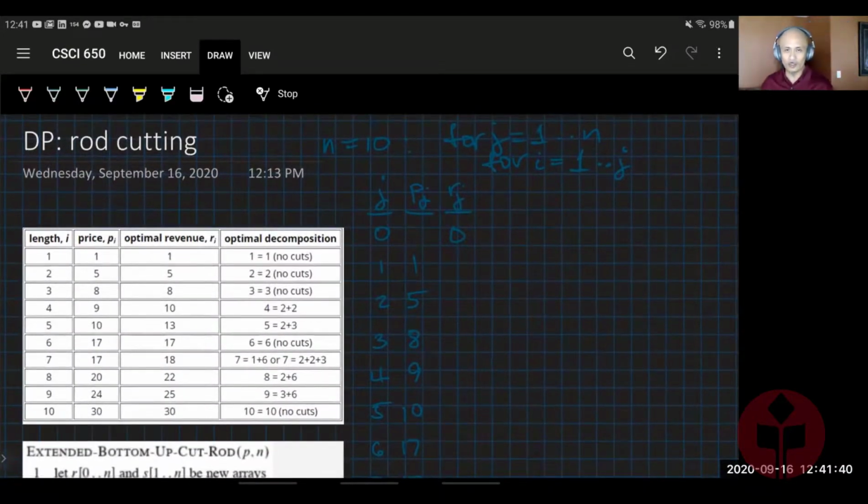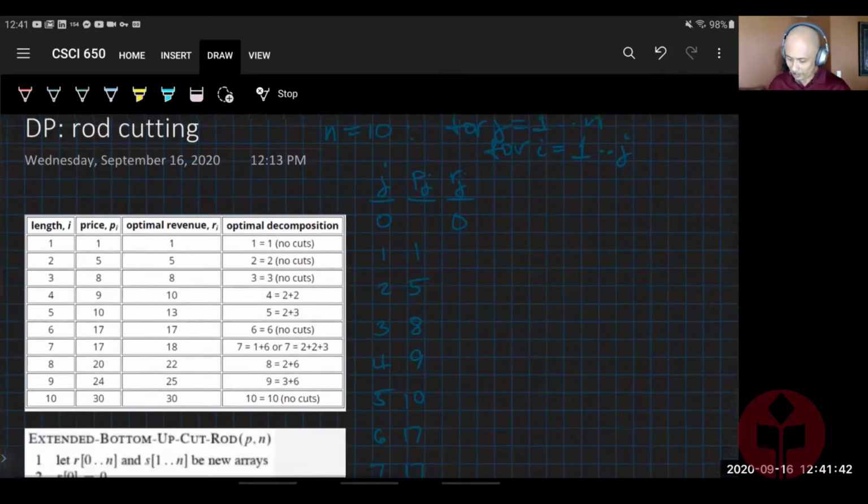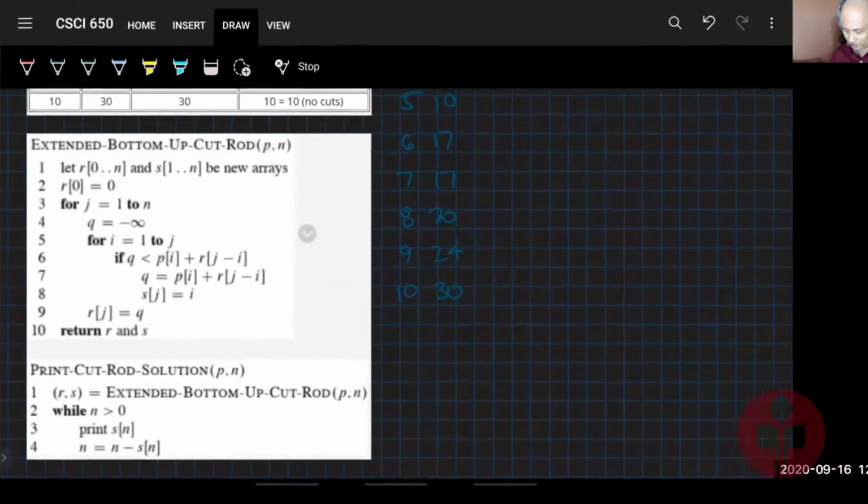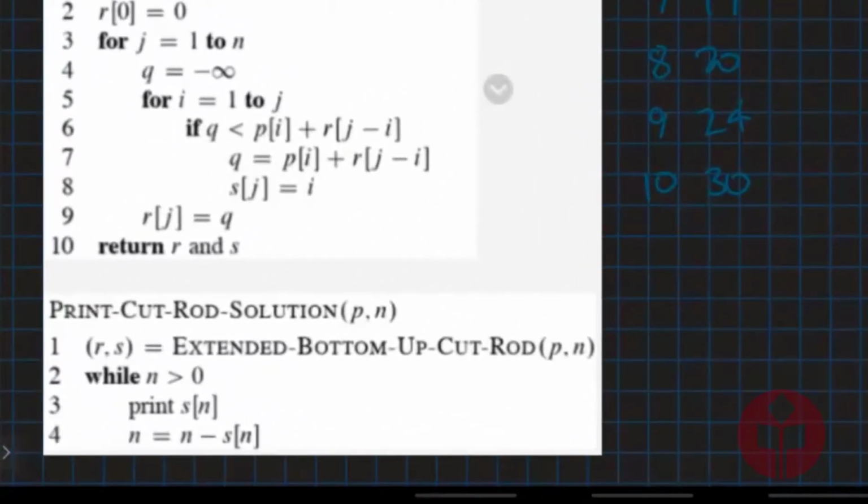Now we're going to go over the algorithm. So the main part of the algorithm that we're going to be doing here is we're going to be calculating the maximum for each jth iteration. So the crucial part of the calculation is this if statement. So the current maximum q is initialized to negative infinity because any other value will beat that negative infinity since we're trying to find the maximum.